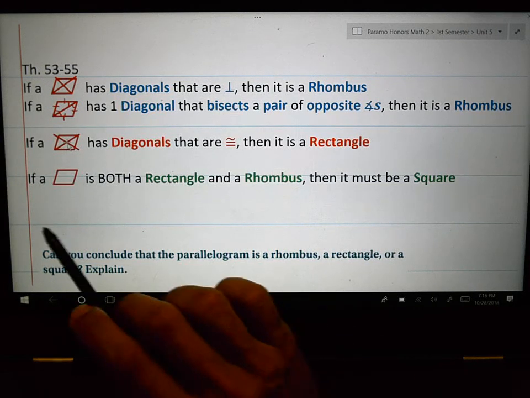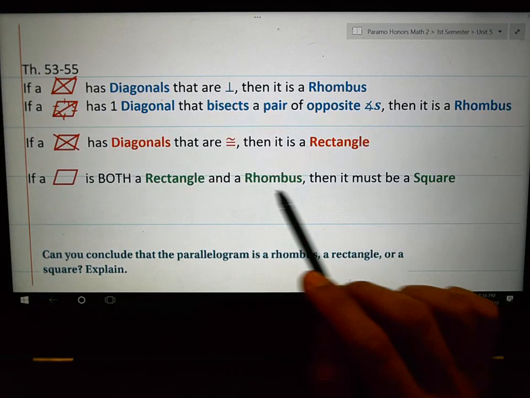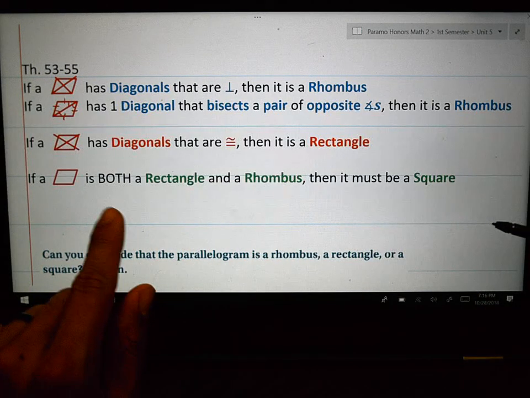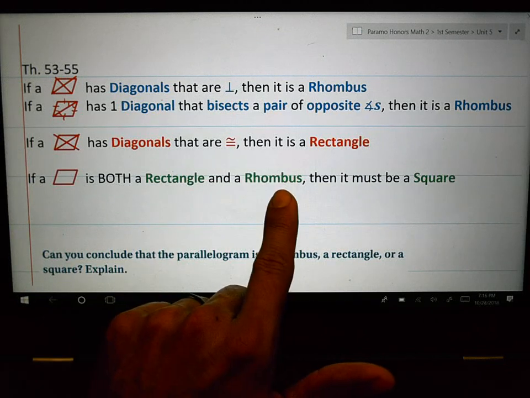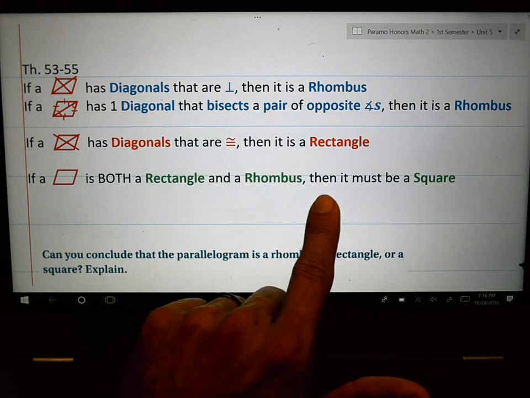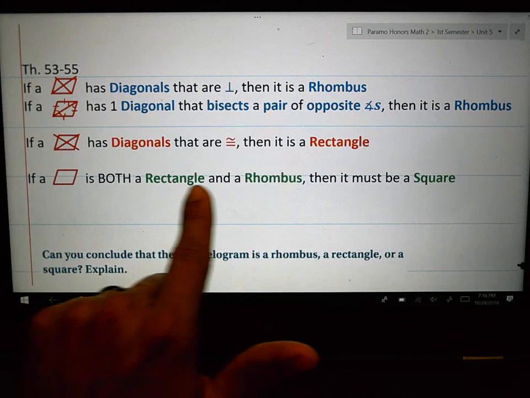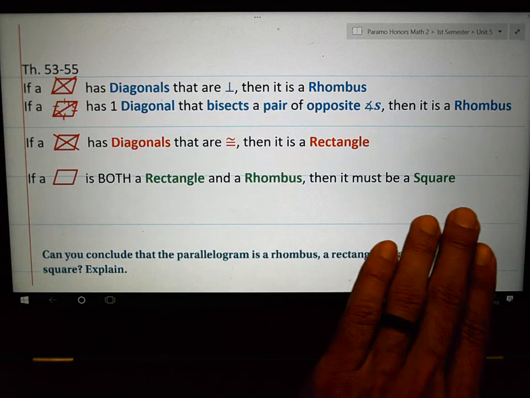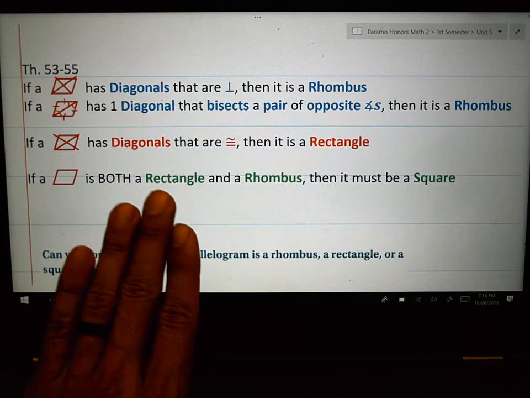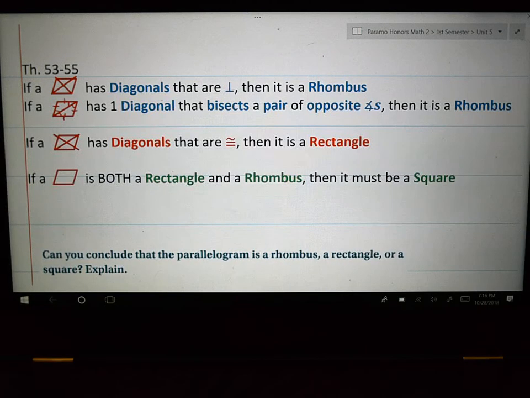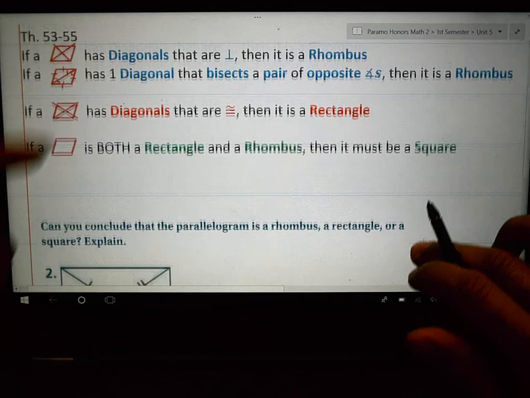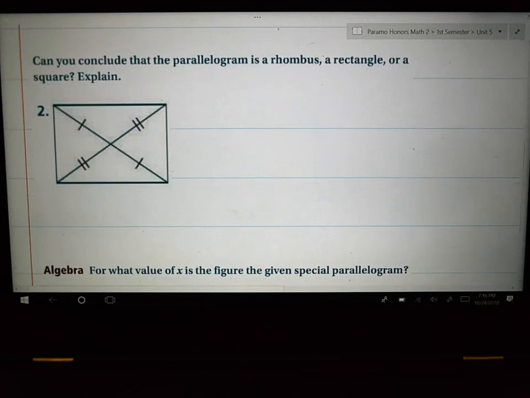And lastly, if a parallelogram is both a rectangle and a rhombus, then it must be a square. Since a rectangle has 4 right angles, and a rhombus has 4 congruent sides, if it is both a rectangle and a rhombus, then that is a square, the only one that has 4 right angles and 4 congruent sides. It has both properties. That should make sense to you. Yay! Okay, with that being said, we're moving on to number 2.